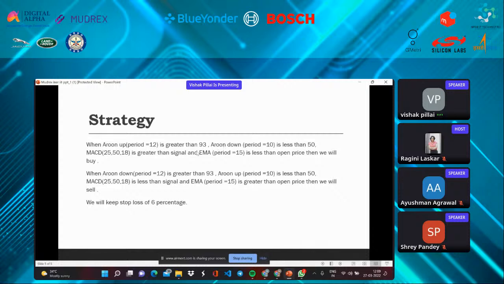And sir, for the 12 day period when Aroon down is greater than 93 and period 10 Aroon up is less than 50, for this given MACD is less than signal, at the open price we will sell, and we will stop trading at 6% of our loss.